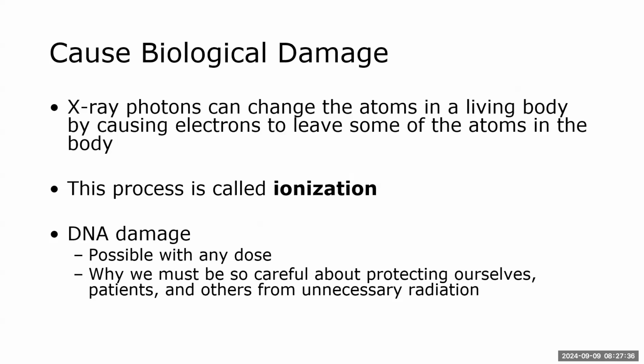And they can cause biological damage. So the x-ray photons can change the atoms in a living body by causing electrons to leave some of the atoms in the body. This is called ionization. This is another term, a fundamental term that you need to know. So when an atom loses an electron, it becomes ionized, and that's when biologic damage can take place.